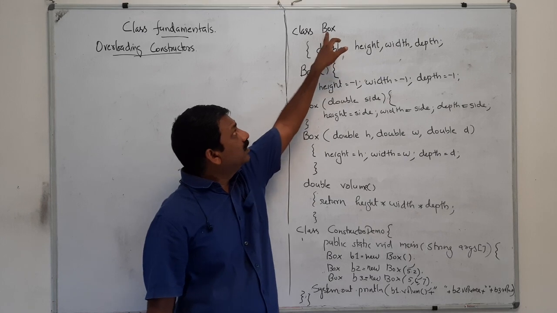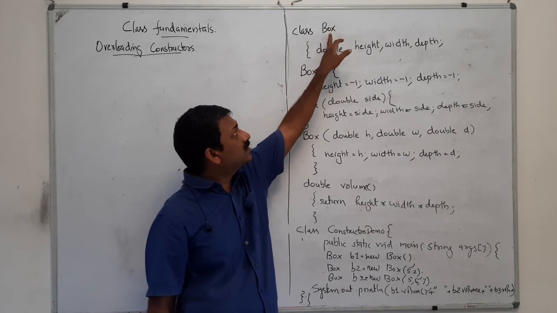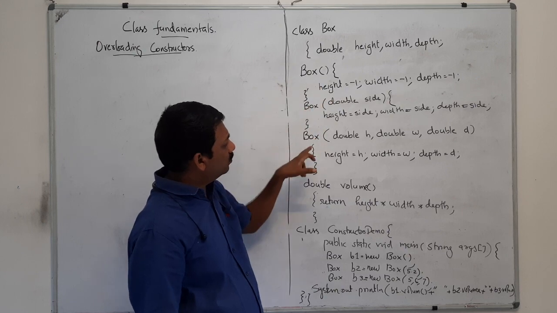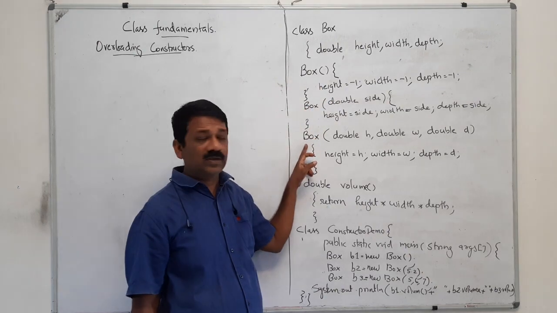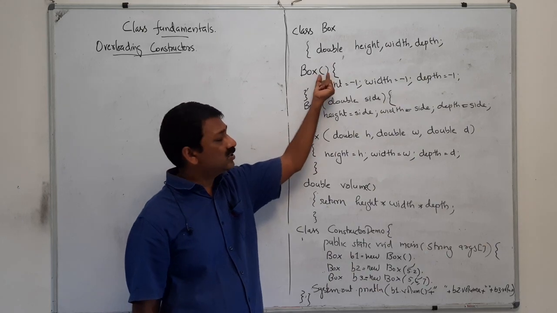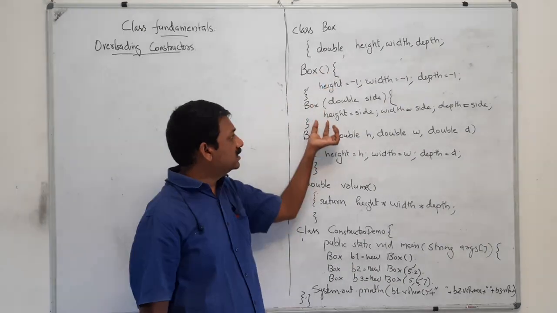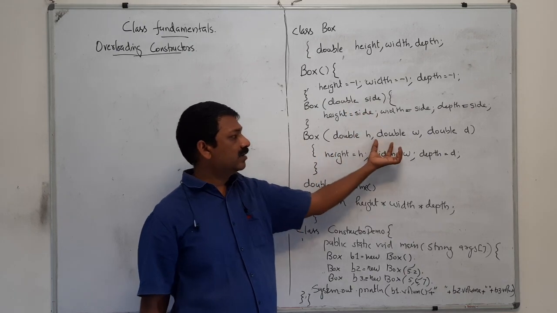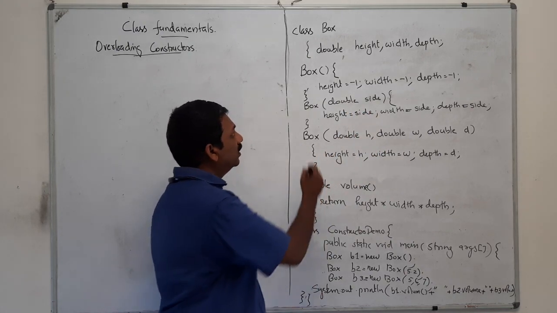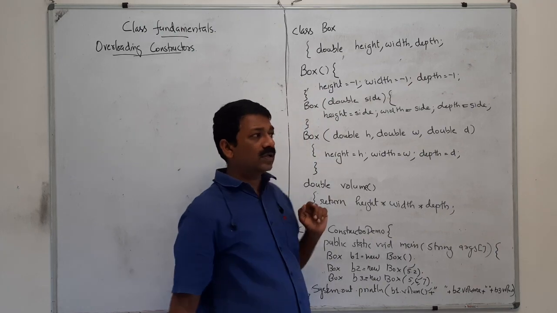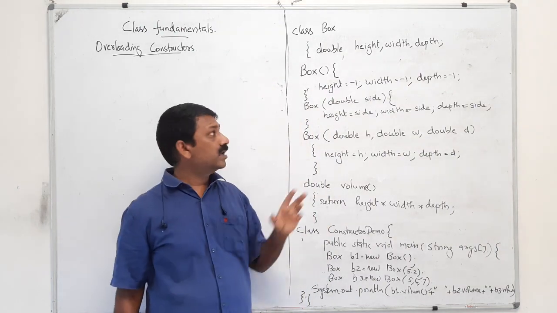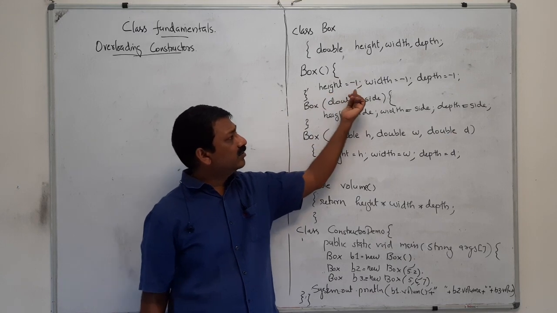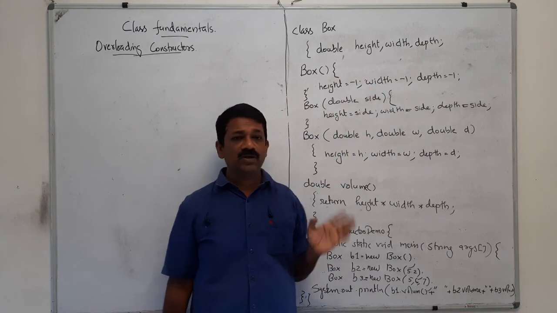Here this is a class called Box, and in that you have three constructors having the same name, Box. This one does not have any parameters, this one has a single parameter, and this one has three parameters. Here we are going to create a simple box, and in that case we are not going to initialize values. That is why height equal to -1, width equal to -1, and depth equal to -1.